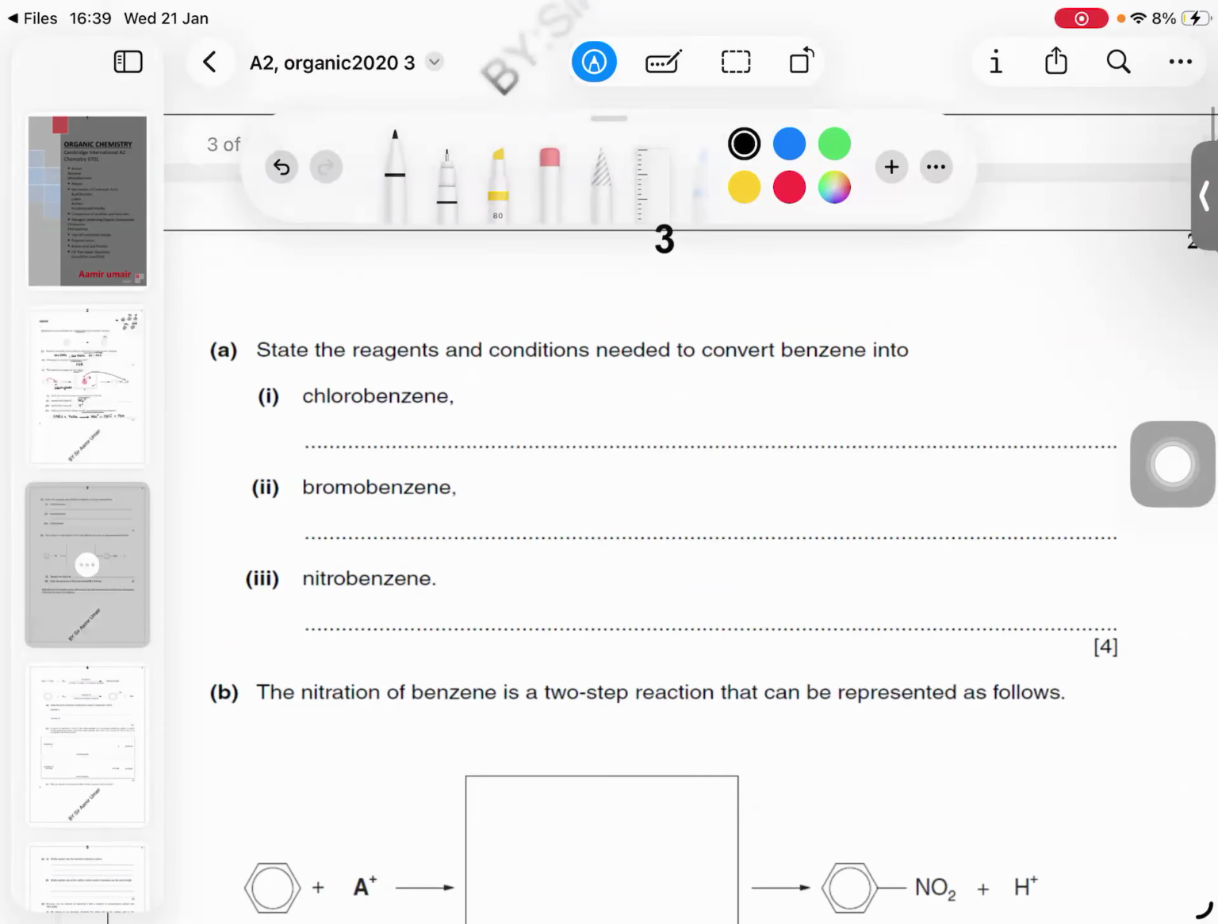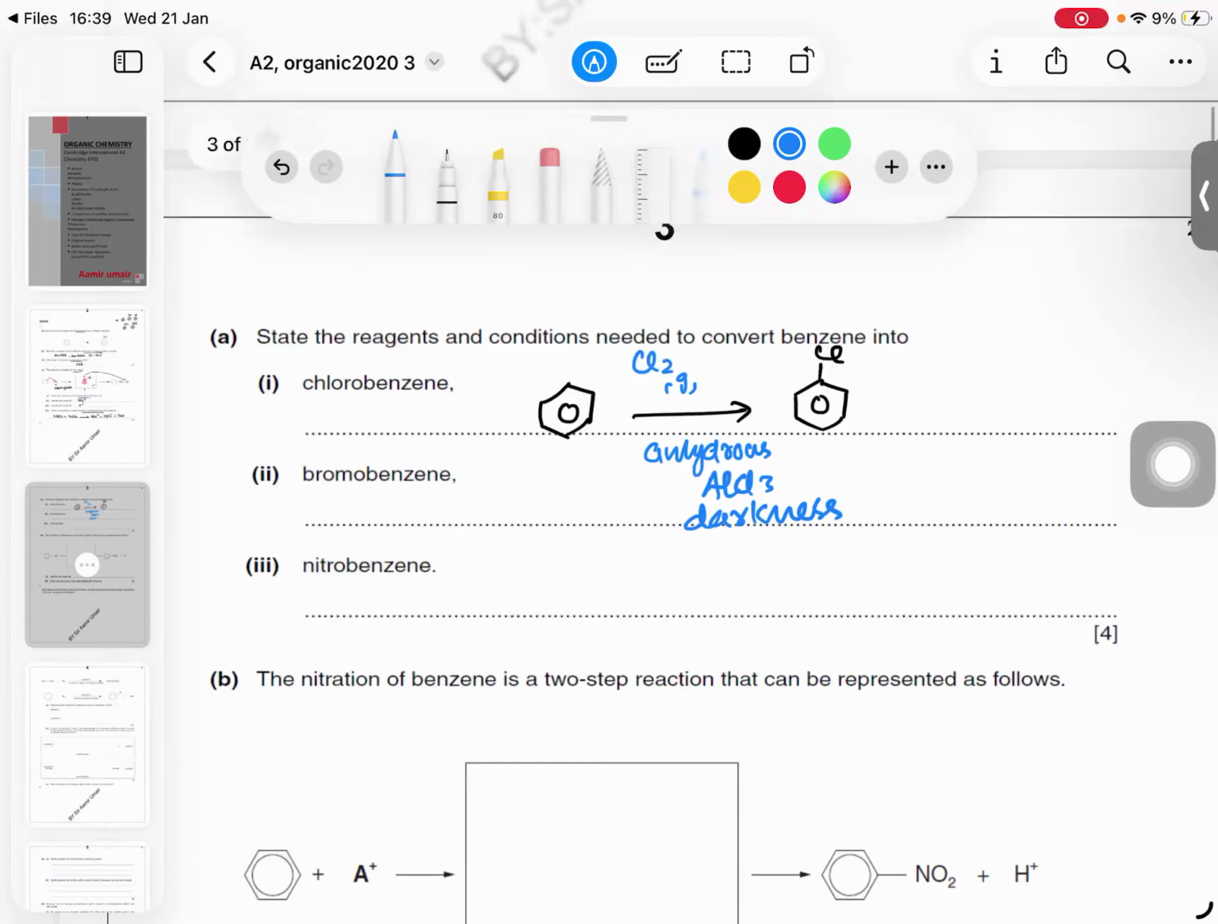State the reagents and conditions needed to convert benzene into chlorobenzene. We want the Cl to be there, so we have to react it with Cl2, with anhydrous AlCl3 catalyst and darkness. No temperature, just darkness.